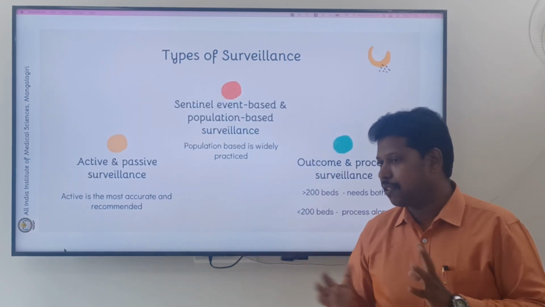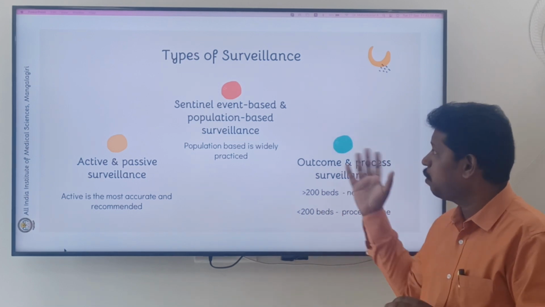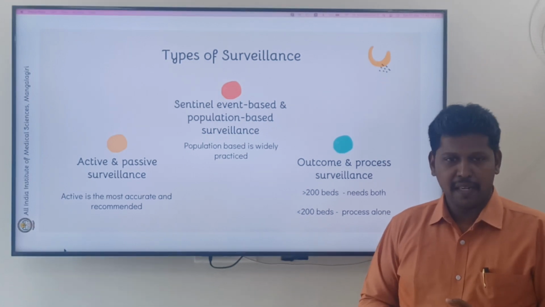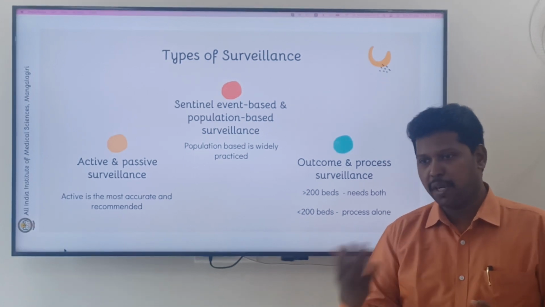And the types of surveillance, there are plenty of methods again for doing surveillance. So active or passive surveillance. So passive surveillance is basically the clinician is reporting to the HICC committee.